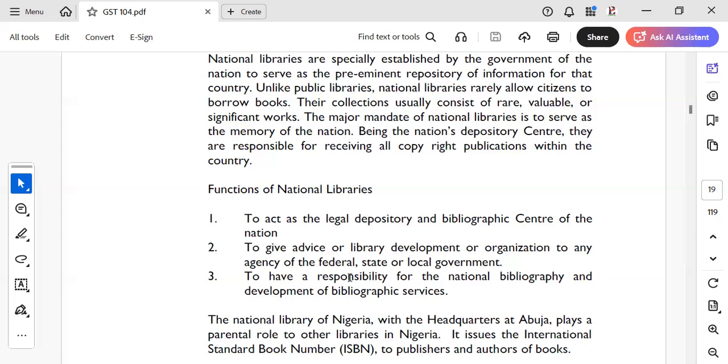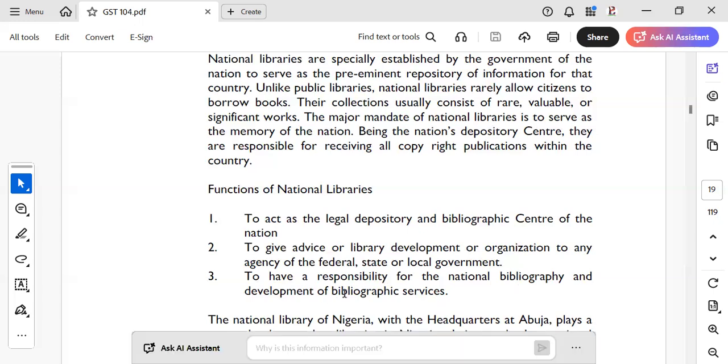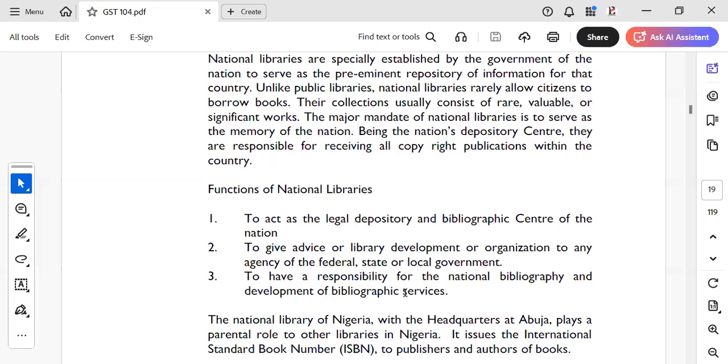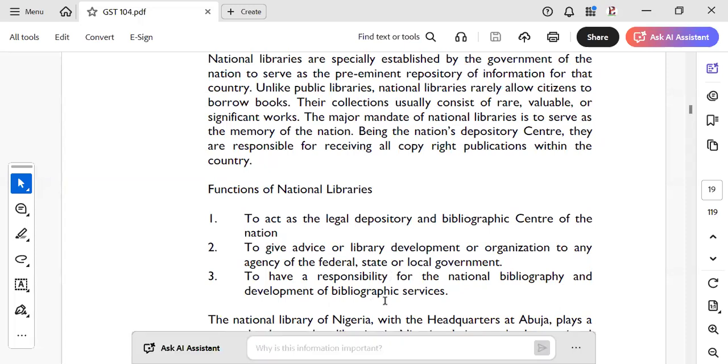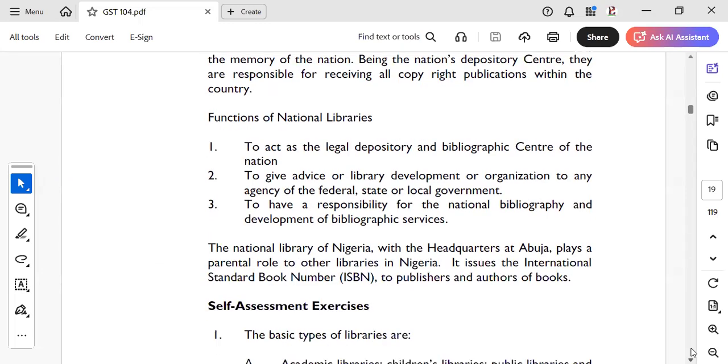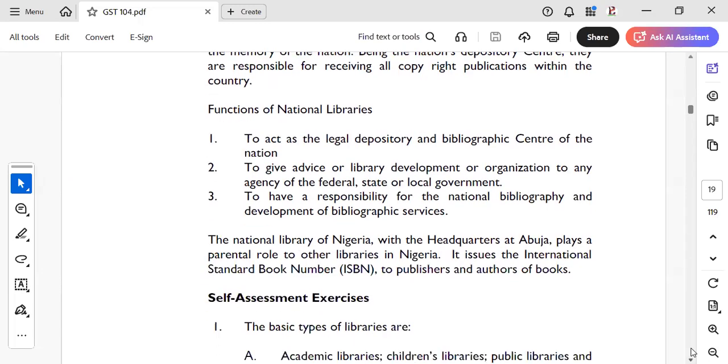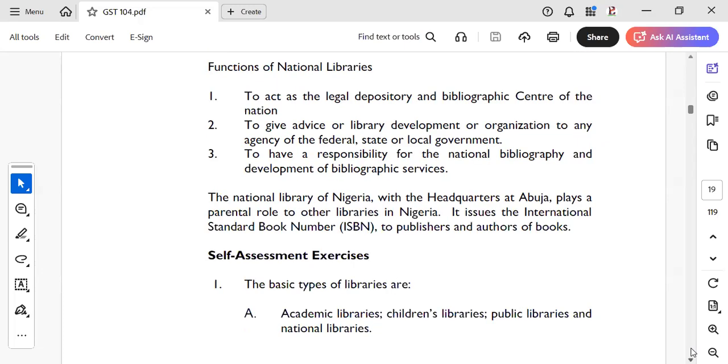Now, to have a responsibility for the national bibliography and development of bibliographic services is all about records of events as they are unfolding or as they have unfolded.